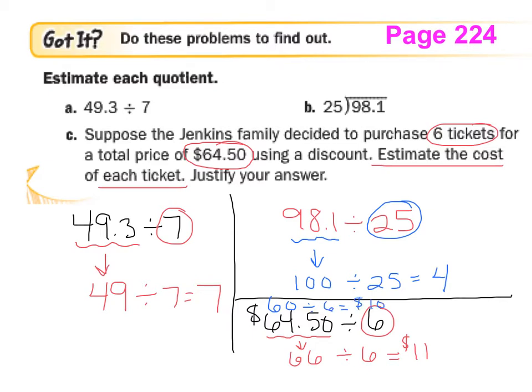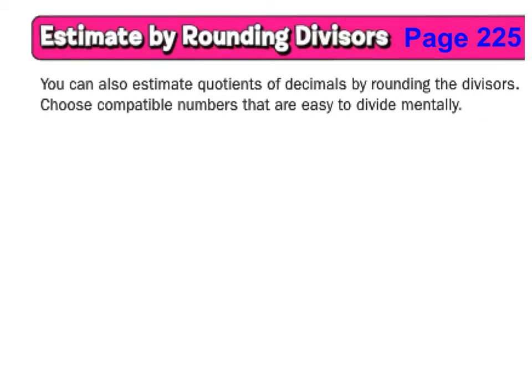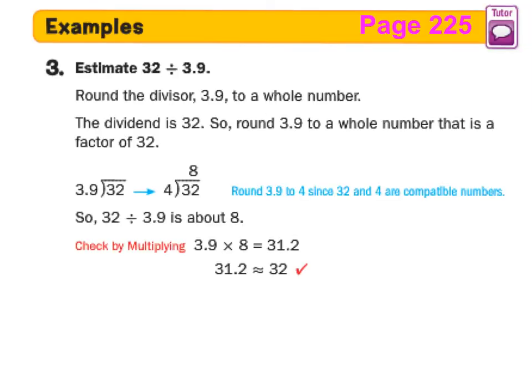However, which of these creates the most change? To go to $60, we'd lose $4.50. And for us to go up to $66, we'd only have a change of $1.50. So $11 is our best ticket price, our best estimate, because we changed the least. We can also estimate quotients of decimals by rounding the divisors, the number that's doing the dividing, choosing compatible numbers so we can divide mentally, or in our minds. So let's take a look at these.